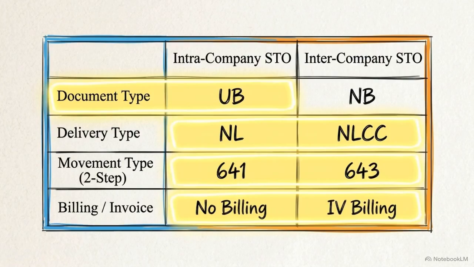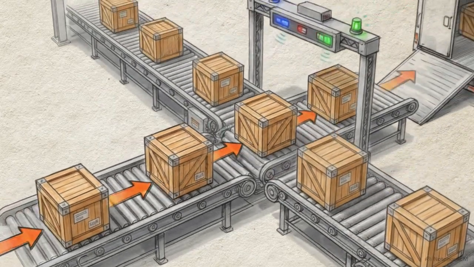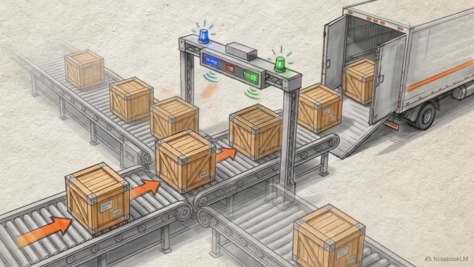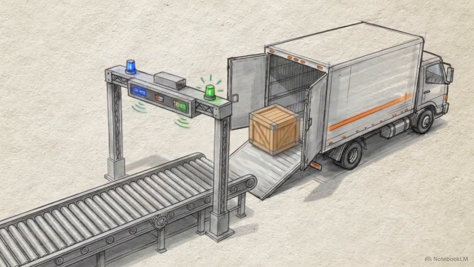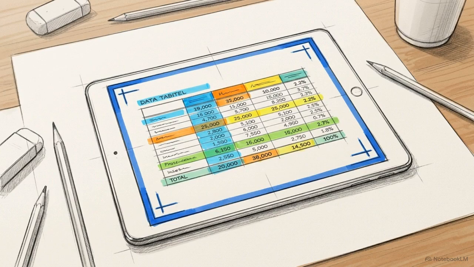This table summarizes the essential configurations for both transfer types. The primary differences start with the document types, UB versus NB, which then dictate the corresponding delivery and movement types. Aligning these codes allows the system to correctly route your data and trigger the appropriate logistical and financial logic across both modules. You may want to screenshot this summary for your notes.